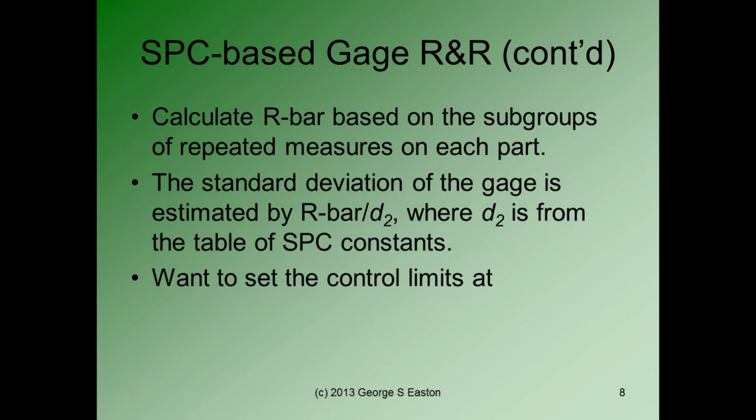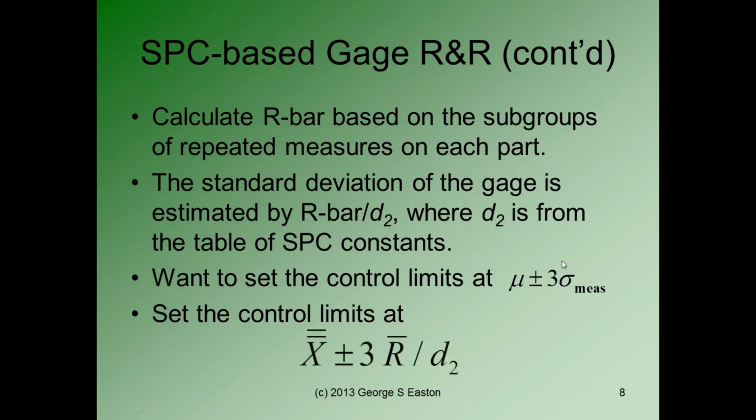And what I'm going to want to do is set my control limits. What I'm trying to do theoretically is set my control limits at mu plus or minus 3 times the standard deviation of the measurement error, sigma sub MEAS, sub measure. And so I'm going to estimate these by setting my actual control limits at x bar bar, the average of the subgroup averages of the measures, plus or minus 3 times a standard deviation estimate for the measurement error, which is going to be given by R bar over D2.